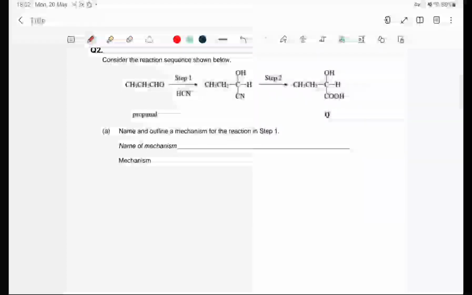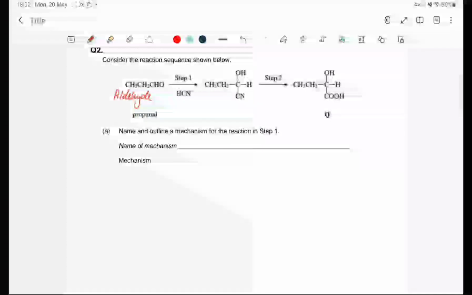Okay, so question 2A is to name and outline the mechanism for the reaction in step 1. Now, I always start these questions by drawing out the mechanism and then naming it afterwards, because if you can draw the mechanism, you can see what it is, and then you can name it from that. So, looking at what we have in step 1, we've got an aldehyde. So again, we're looking at aldehydes here.